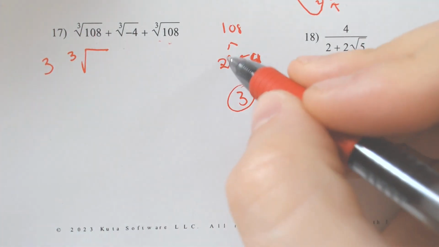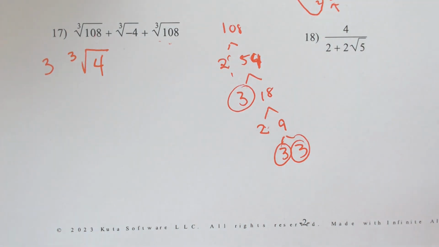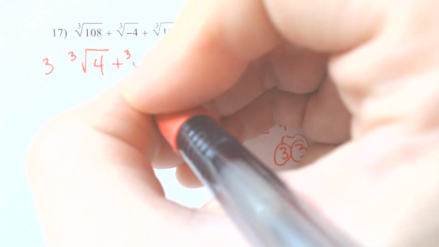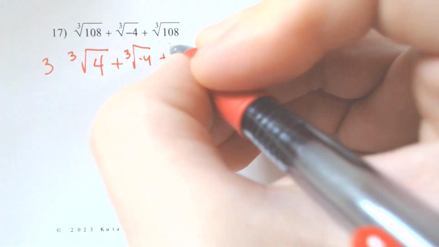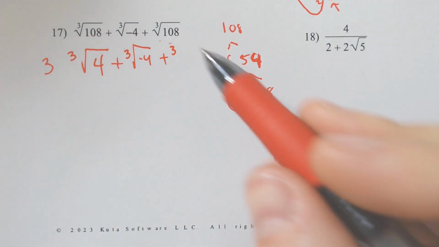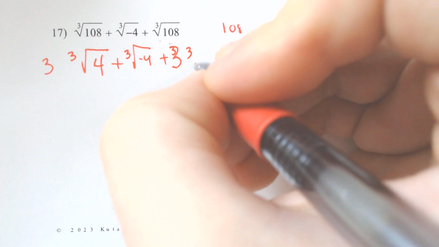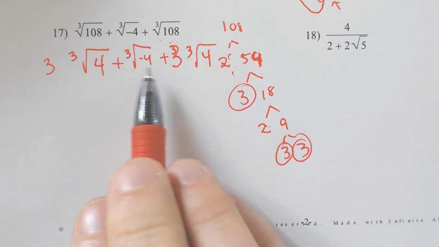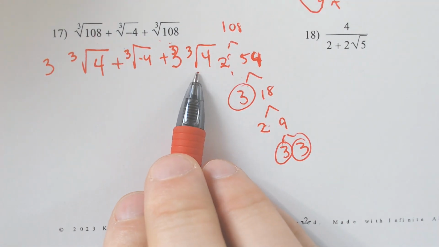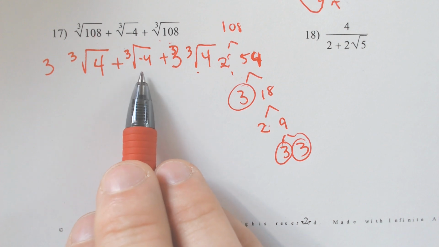So the cube root would be 3 cube root of not 2, but both of the 2's, which is 4, plus 3 cube root of negative 4, plus 3, well, what is the cube root of 108? We just did it. It is 3 cube root of 4. Now, all of these are kind of a cube root of 4. But this negative 4 is an issue.